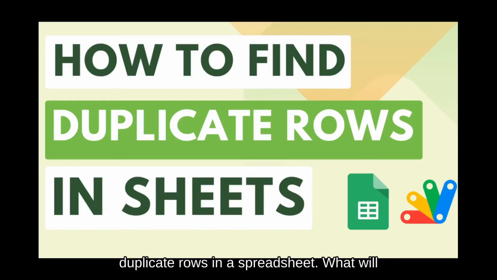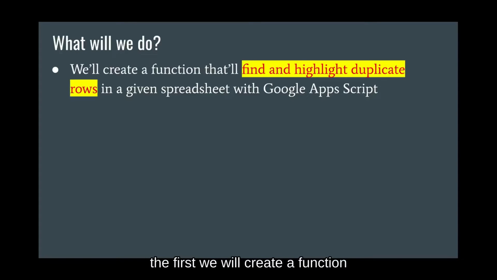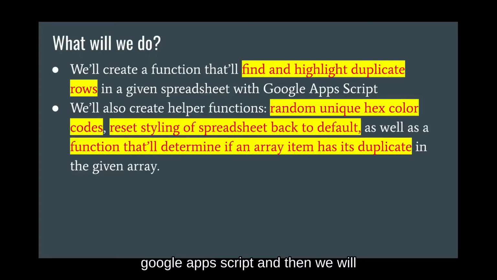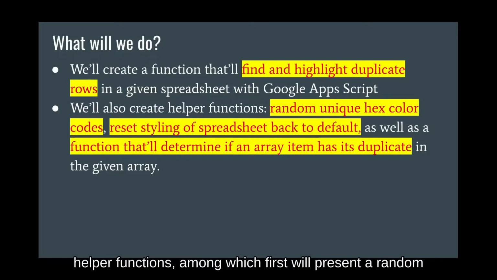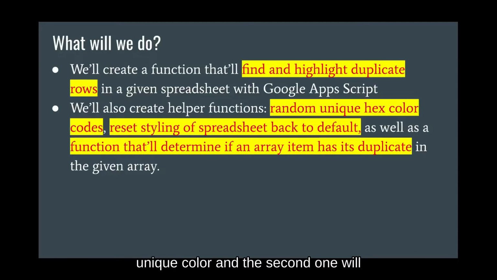This is Nivesh, and in this tutorial we will use Apps Script to find duplicate rows in a spreadsheet. First we will create a function that will find and highlight duplicate rows with the help of Google Apps Script. Then we will also create mini helper functions: one that will return a random unique color, a second that will reset the styling of the spreadsheet to the default one, and a third that will determine if the given row has any duplicate rows in the given array.